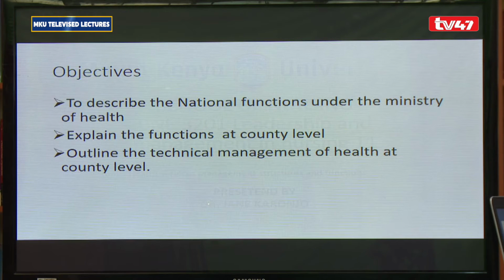Our objective today is to describe the national functions under the Ministry of Health, explain the functions of health services management at the county level, and outline the technical management of health services at county level.